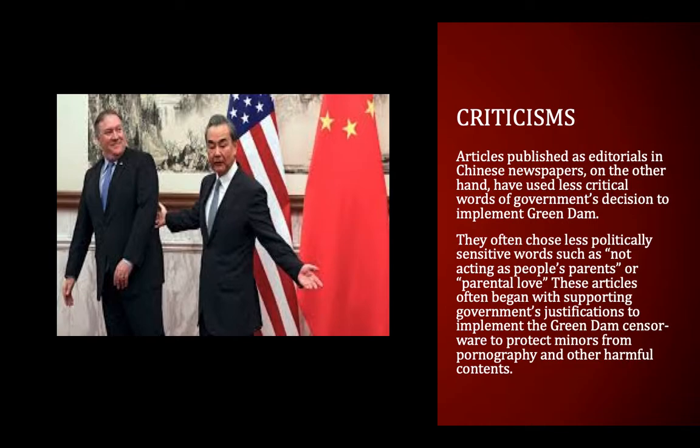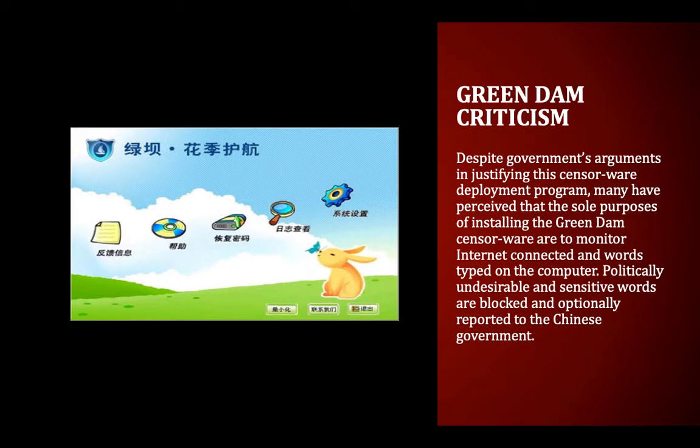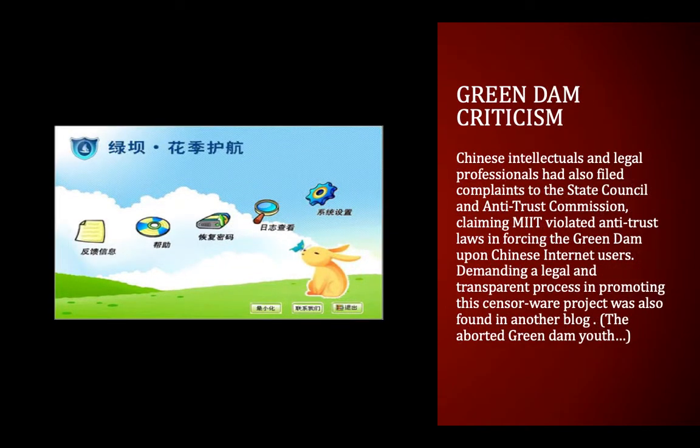China is very one-dimensional. China goes around with the people going with the crowd. They don't go against the crowd. That's very dangerous in China. This is the software. Despite government arguments justifying the censorware, programmers may have perceived that the sole purpose of installing the Green Dam censorware was to monitor internet connections and words typed on the computer. Politically undesirable censored words are blocked and optionally reported to the Chinese government.